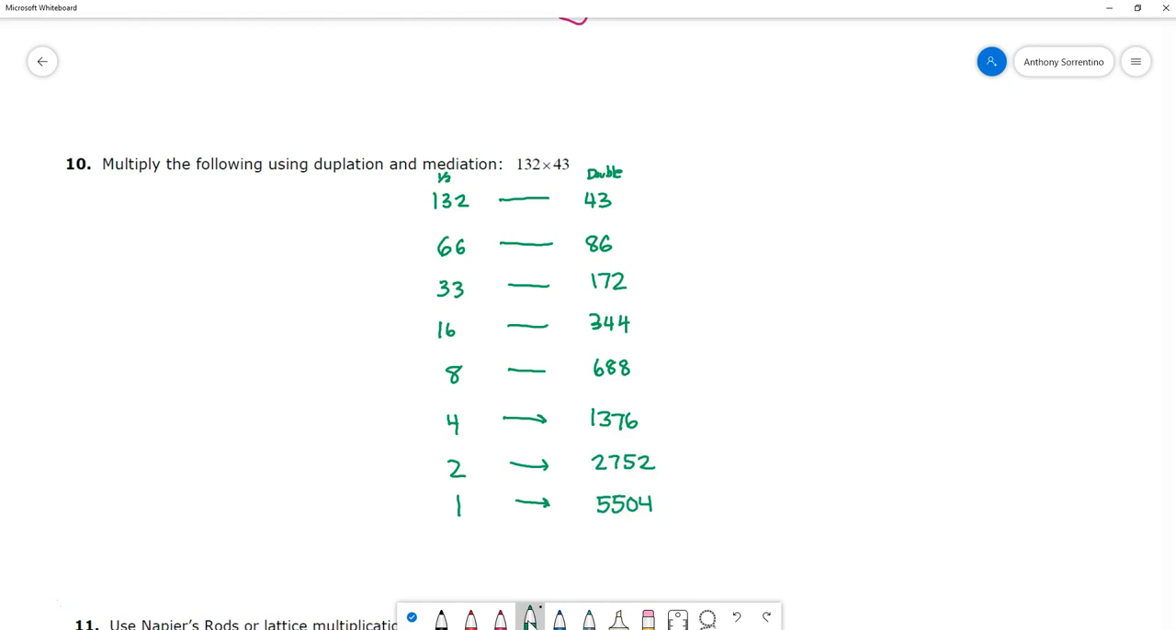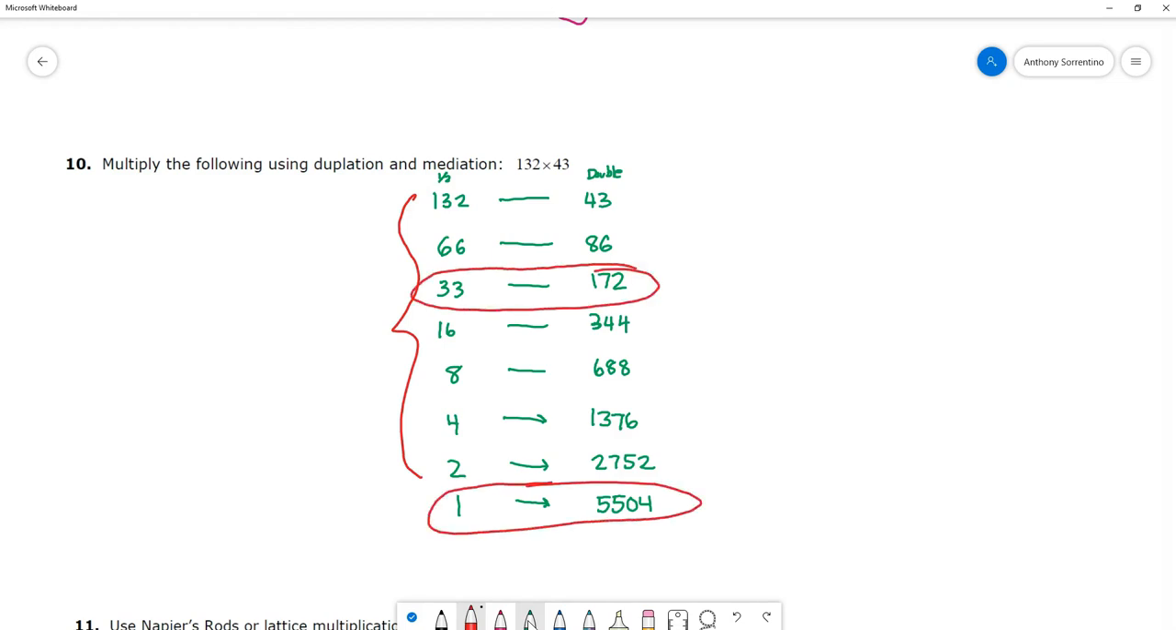5504. And so now that I have these two lists set up, what I do now is I focus only on the ones where I have odd numbers in my half column. So I only would look at these two and these two. And I'm just going to add the numbers in the right-hand column that fall into these categories.